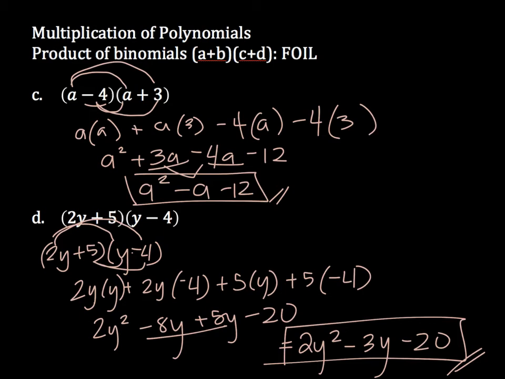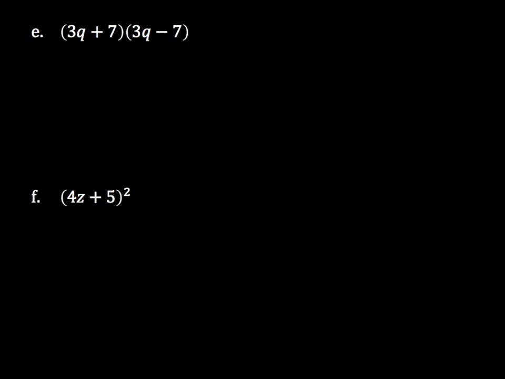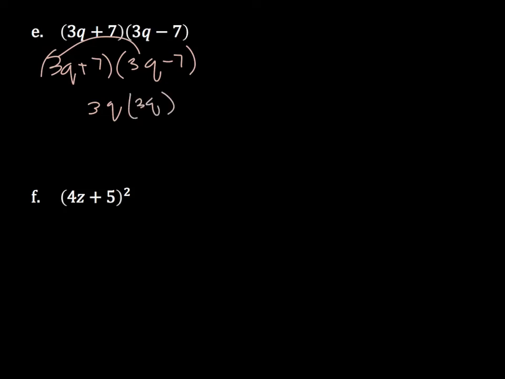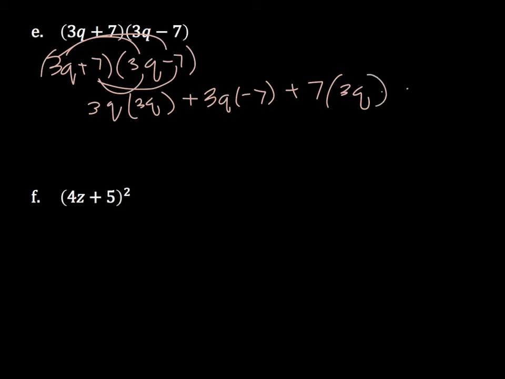Okay, so first, outside, inside, last for a binomial times a binomial. A couple more examples for binomials. We have 3q plus 7 times 3q minus 7. First, 3q times 3q. Outside, 3q times negative 7. Inside, 7 times 3q. And then lastly, plus 7 times negative 7.